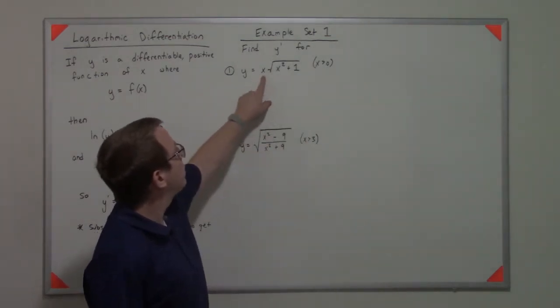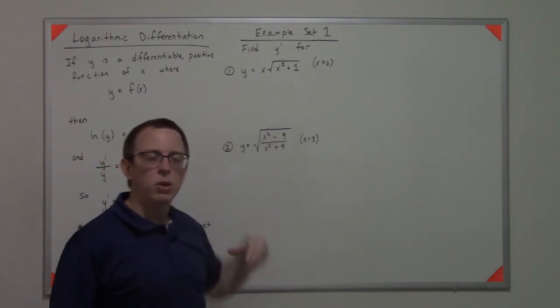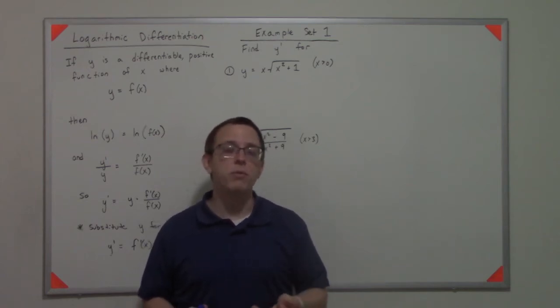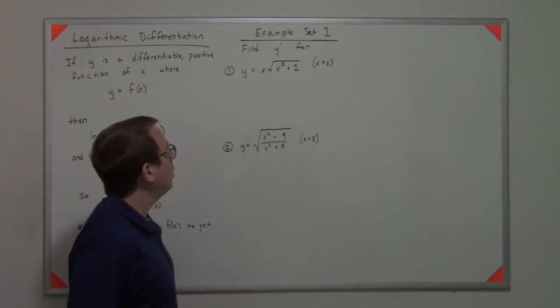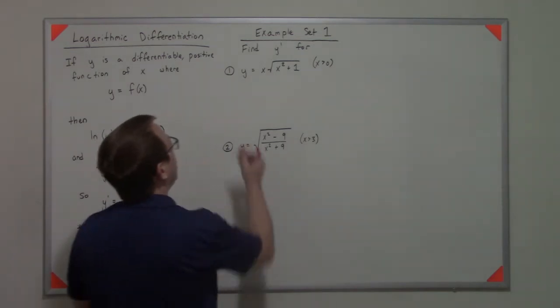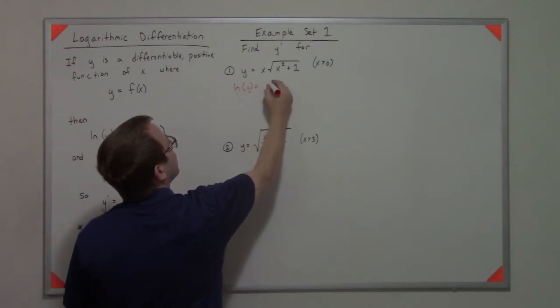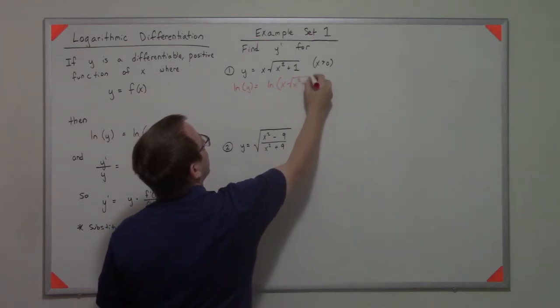So this isn't exactly hard, but you're going to have to use a product rule and a chain rule in this. So let's see if we can make our lives a little easier by using logs. So what I'm going to say is the natural log of y is the natural log of x times the square root of x squared plus 1.